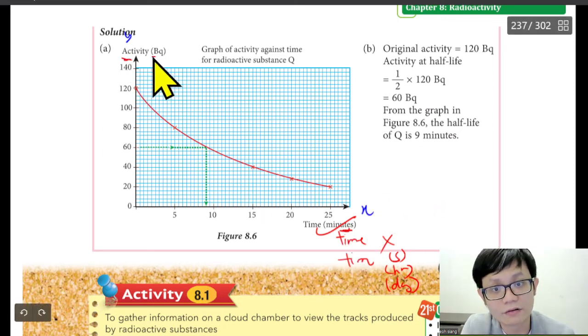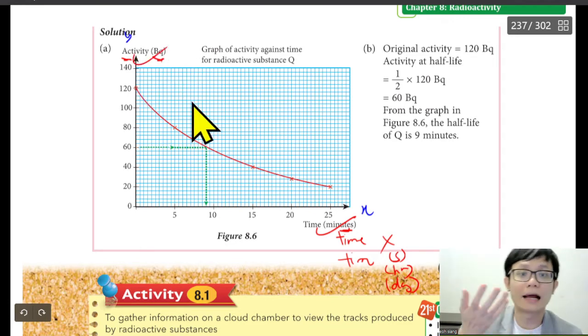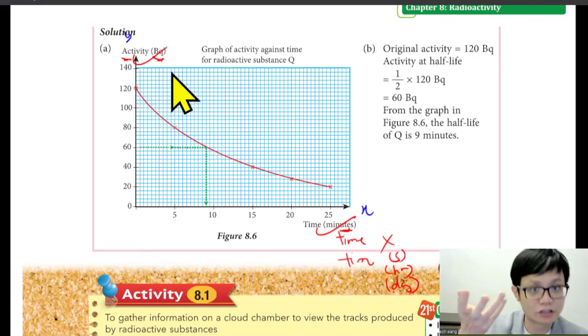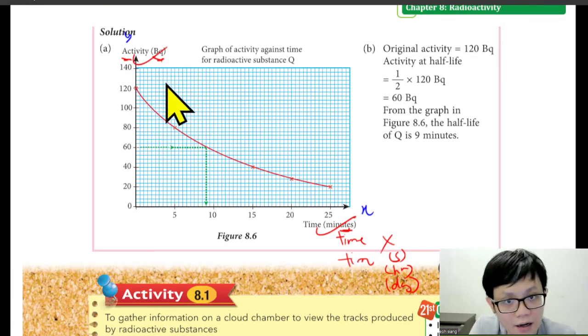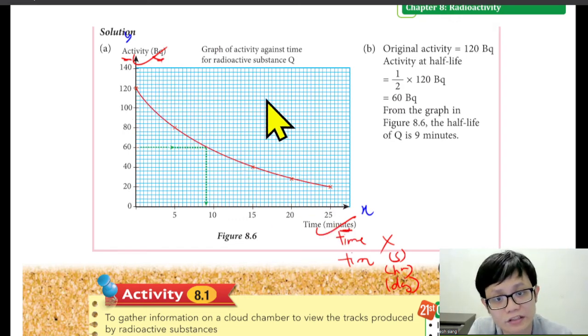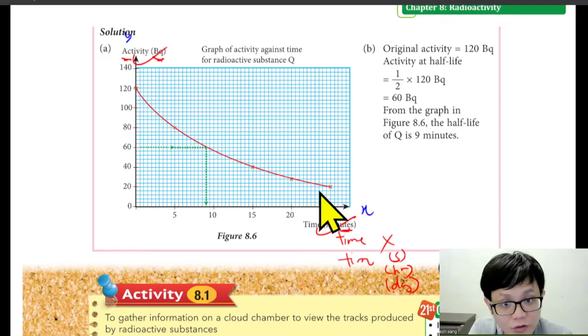Activity, what? You need to write the Bq, the unit. If you don't write, how do I know? It can be kg, it can be ton. So I know we must write the unit. So these are actually bonus points that students don't usually get.